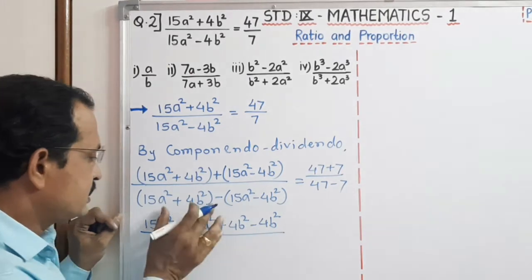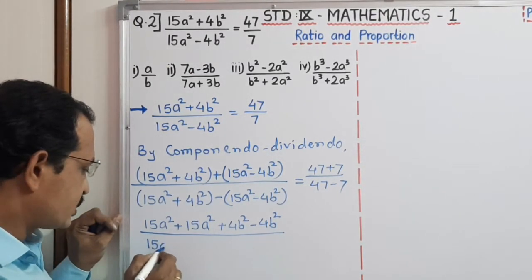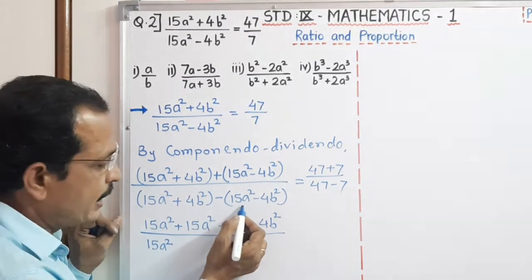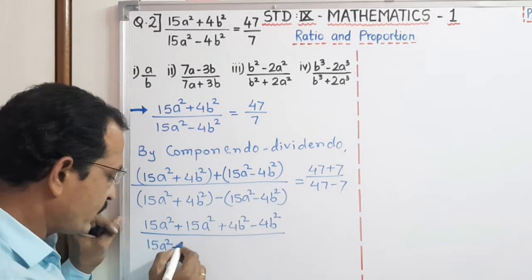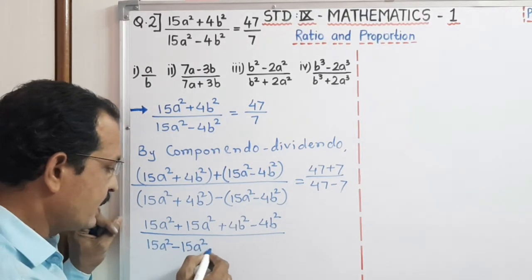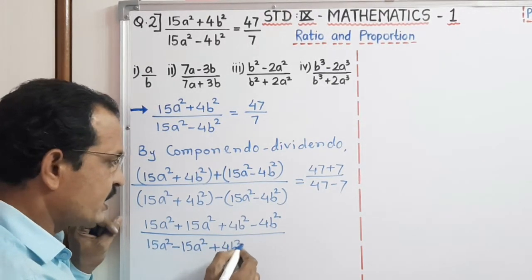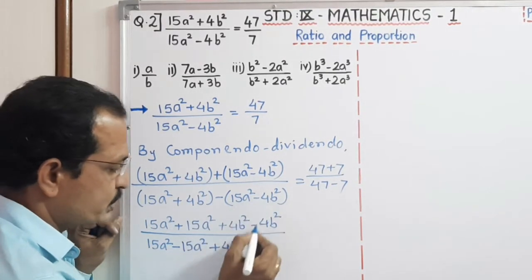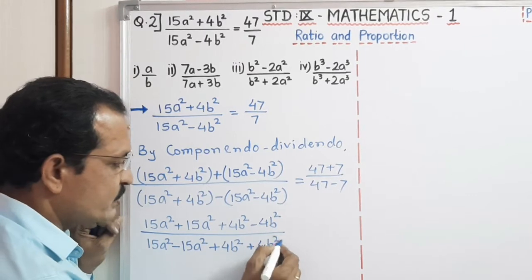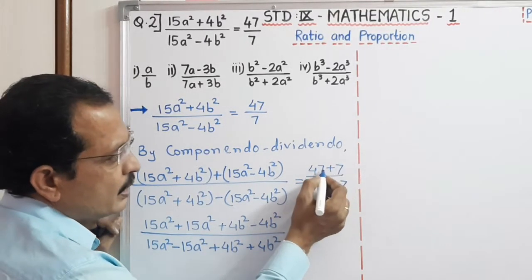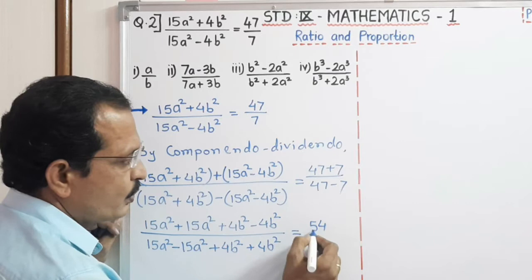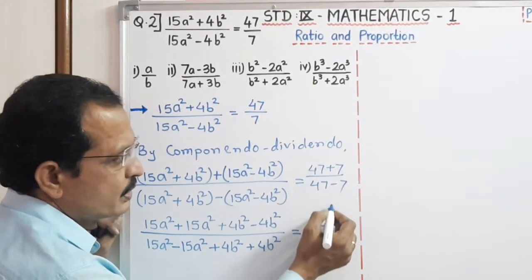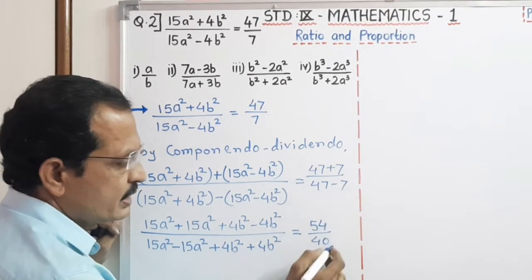Now dear student, see the 15a². Now this 15a², it will be a plus and that will now become minus. Therefore, we write here minus 15a² plus 4b² and this minus 4b², because of this minus sign, this minus 4b² will become plus 4b², is equal to 54/40. 47 plus 7 is 54 and 47 minus 7 is 40.